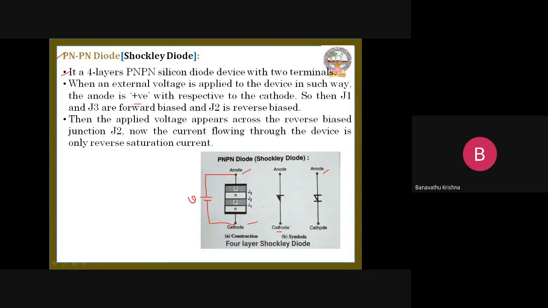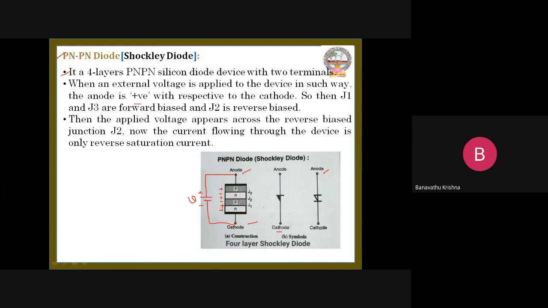So when this voltage goes into this PNPN diode, see here, this is the positive terminal. The positive terminal is given to the positive side of this PNPN diode, and the negative terminal is given to the negative side, which is the cathode. Here it is positive, here it is negative. So at junction 3, here it is positive, here it is negative. At junction 2, here it is positive, here it is negative. And at junction 1, here it is positive, here it is negative.